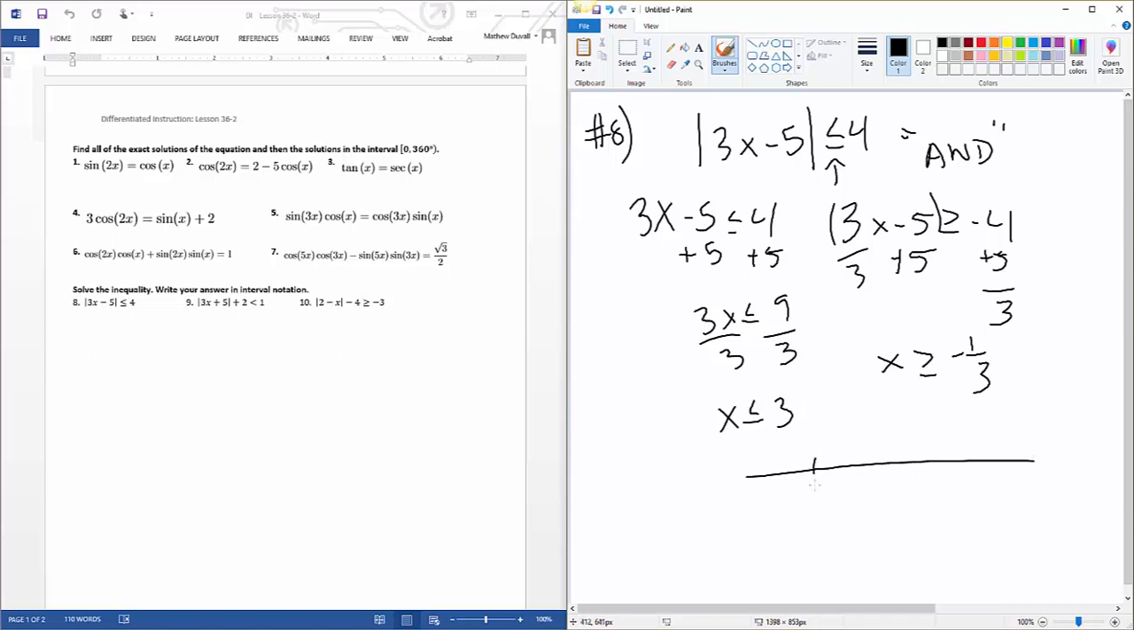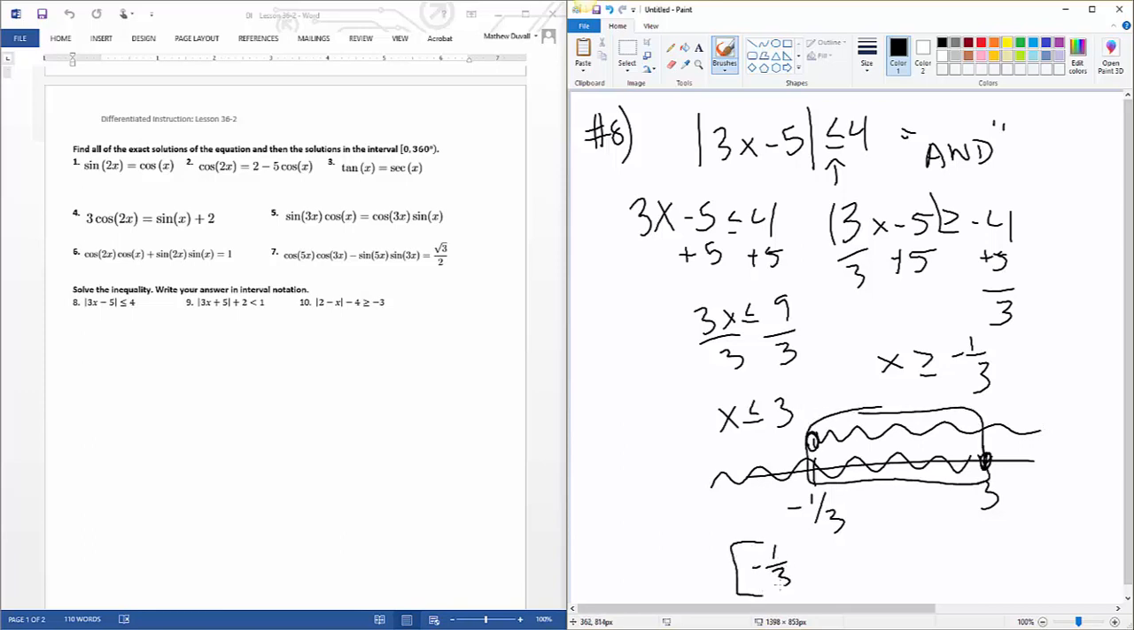So on our number line, I have negative 1/3. I have 3. X is less than that. X is greater than that. So where they intersect is here. So my answer is negative 1/3 to 3.